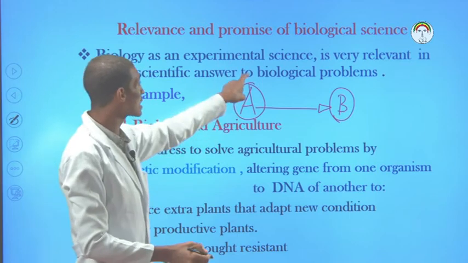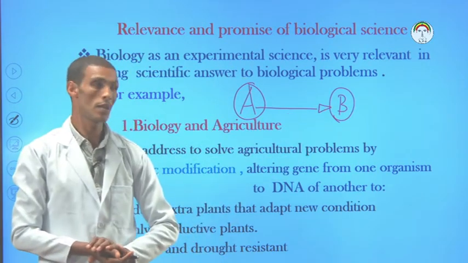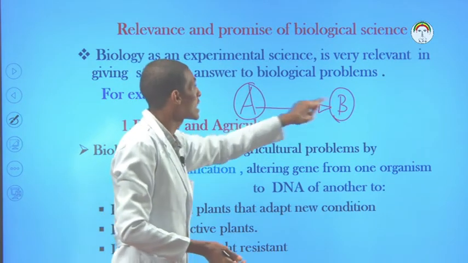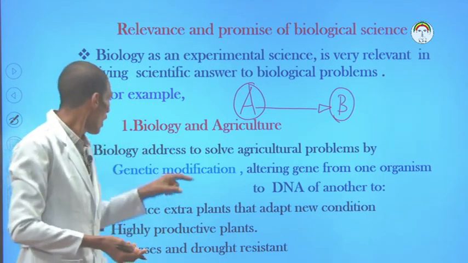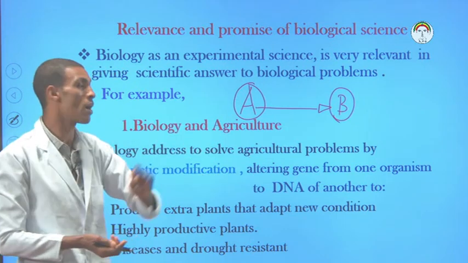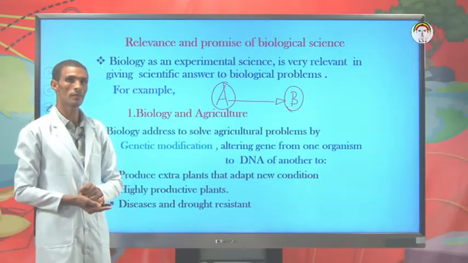If a gene can be successfully transferred from plant A to plant B, plant B can be capable of expressing the transferred gene, just like plant A. So, the action of genetic modification is very important in improving our agriculture, which is a contribution of biology.